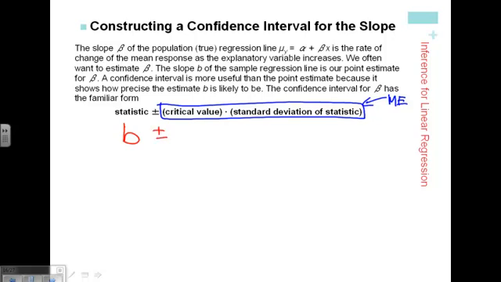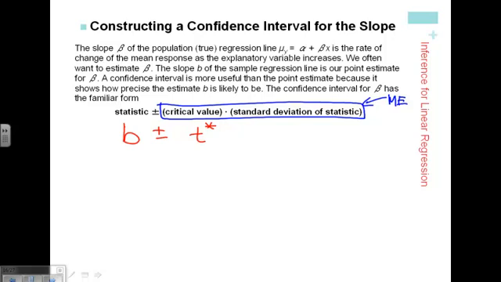Plus or minus a critical value. We've had 2 critical values in this class so far. Their names were Z star and T star. What are we going to use in this case? T star, because we talked about the fact we don't know what the population standard deviation is. Critical value, T star. And then the last thing, the standard deviation of the statistic.